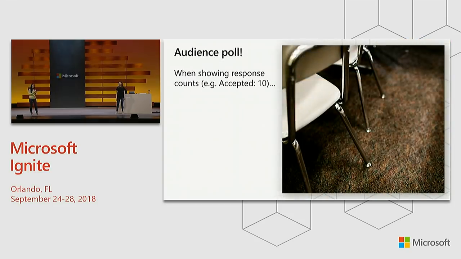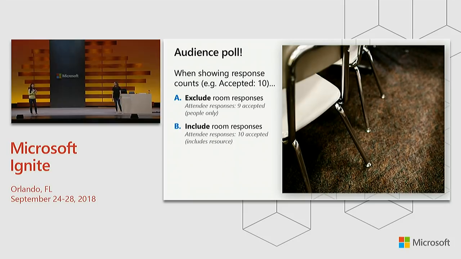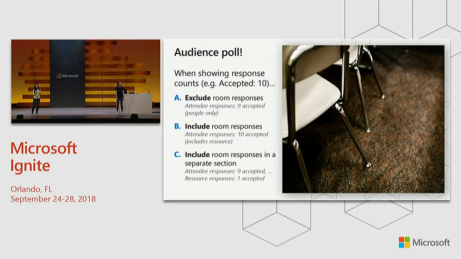Okay, so on the topic of showing responses and counts, we wanted to do a quick audience poll. We've been trying to figure out what to do for this feature, and we thought, why not crowdsource it today with the people here. So when you're looking at an attendee count in a meeting, like accepted 10, tentative 5, etc., would you like to exclude room responses? So it just shows the people who are going, like attendee response is 9 if there's 9 people going. Would you like to include room responses, have attendee responses show 10 if you have 9 people going, as well as 1 conference room that's accepted? Or would you like to include room responses but have that listed as a separate section, like attendee responses shows 9 if there's 9 people?